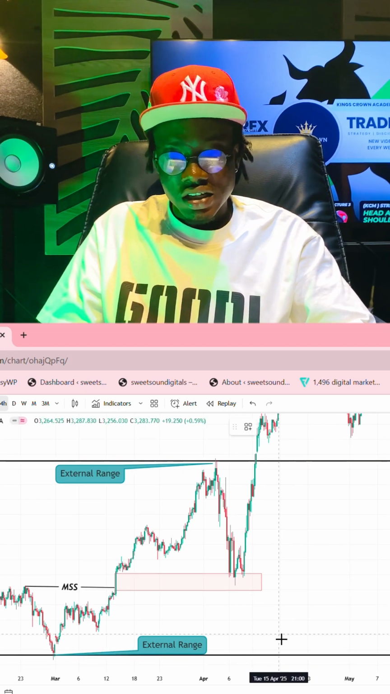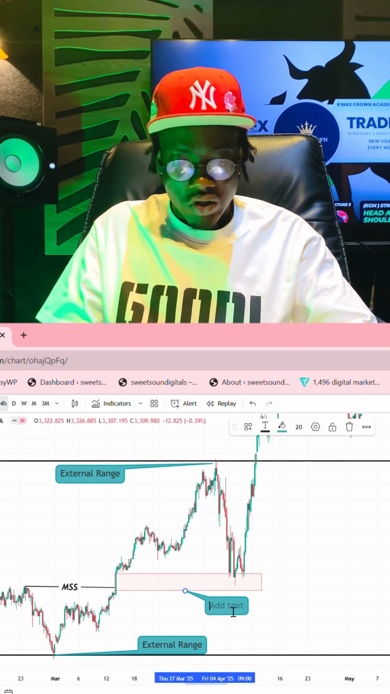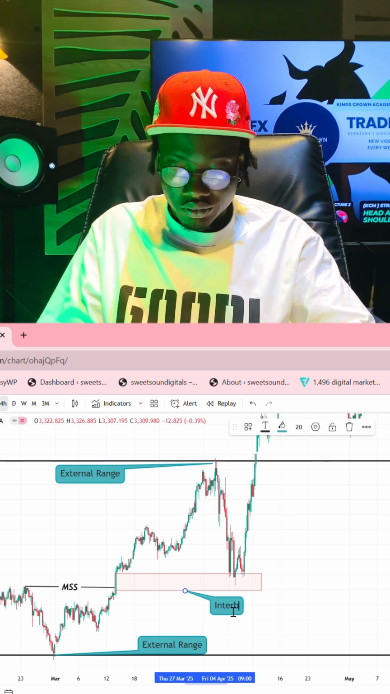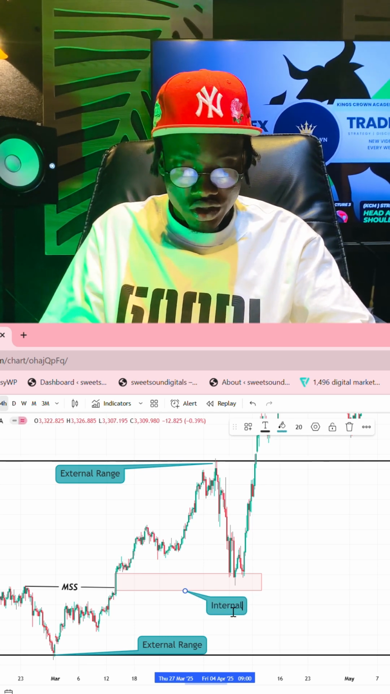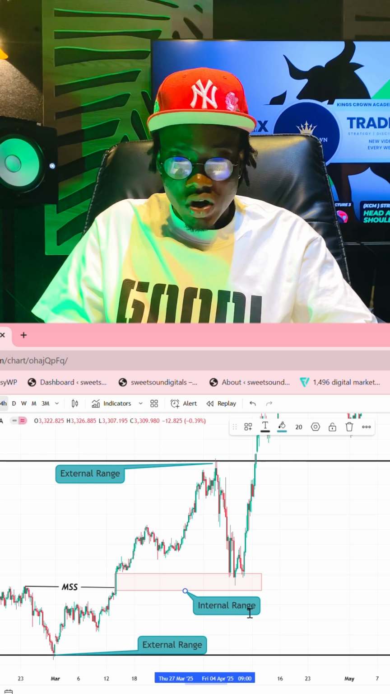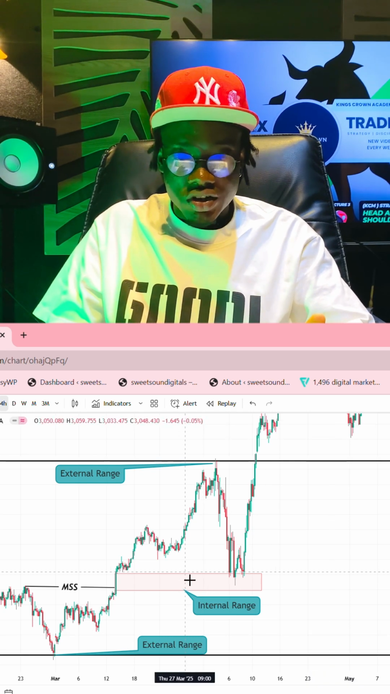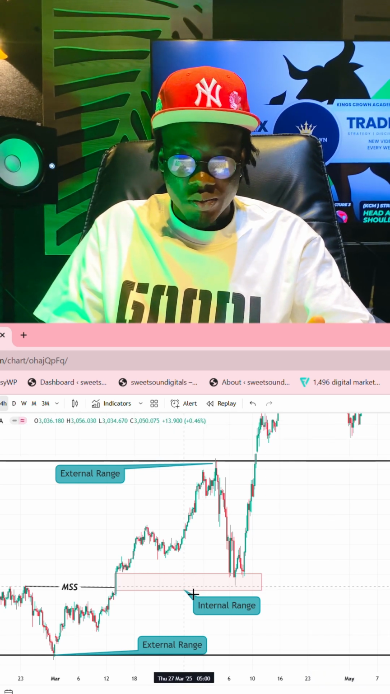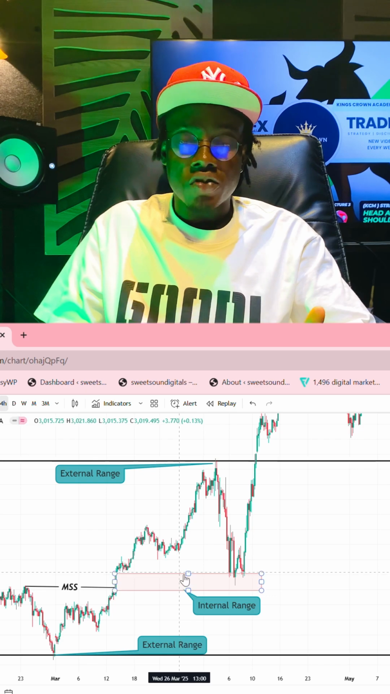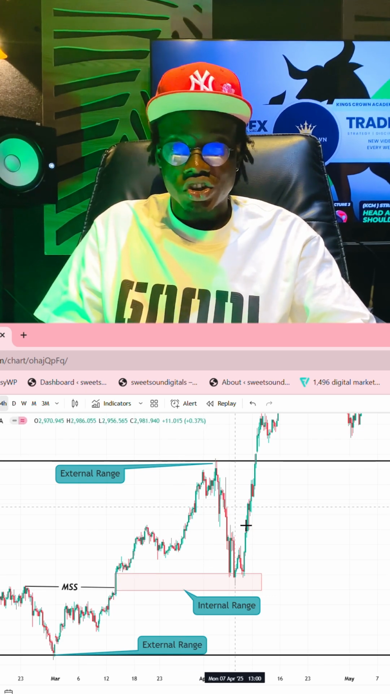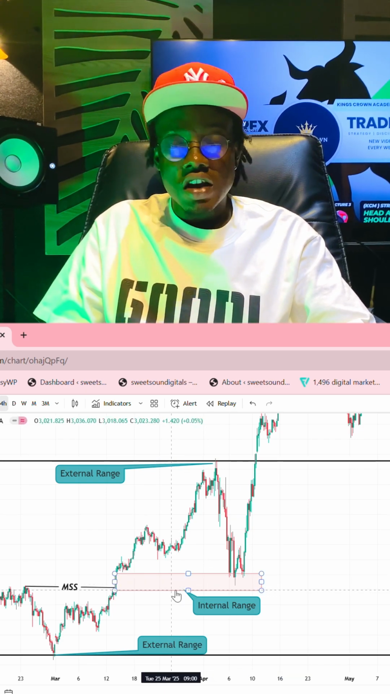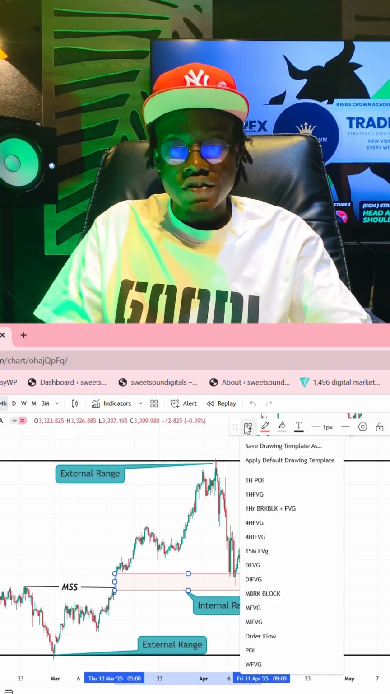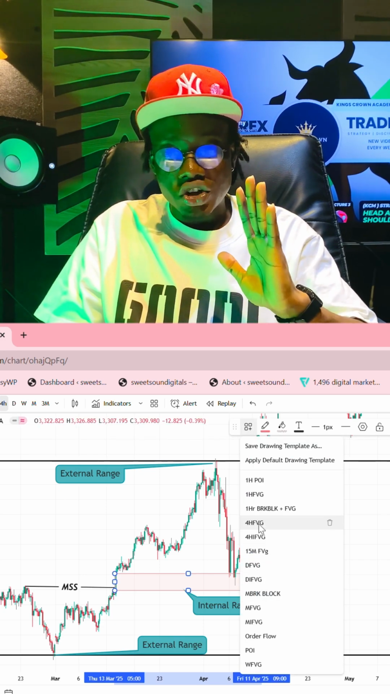Now let's mark this out, right? So this is our internal range. So what happens when price got there? This internal range is still where our fair value gap is, right? I'm showing you the power of combining fair value gap and market structure shift, guys. That's the only thing you need. Fair value gap and market structure shift. It gives you top-notch entries, all right?